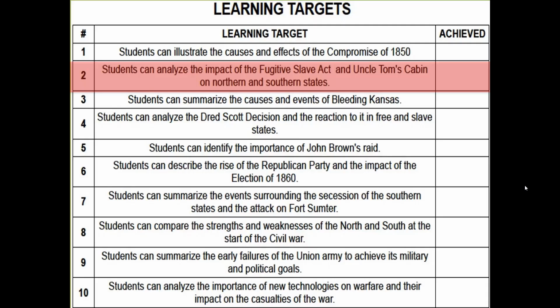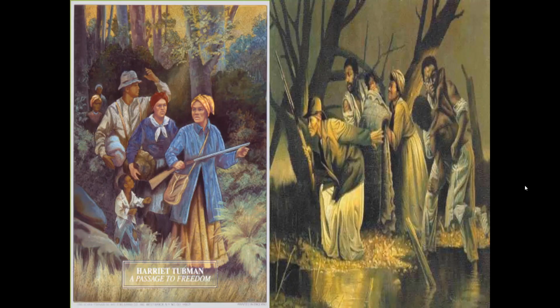So the Fugitive Slave Act, if we remember, is part of the Compromise of 1850. For our objective for today's video, students can analyze the impact of the Fugitive Slave Act and Uncle Tom's Cabin on northern and southern states.